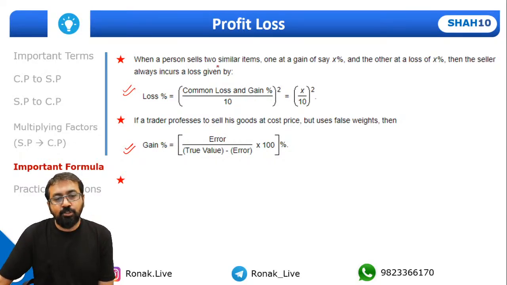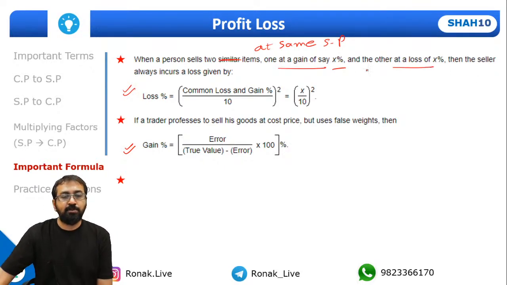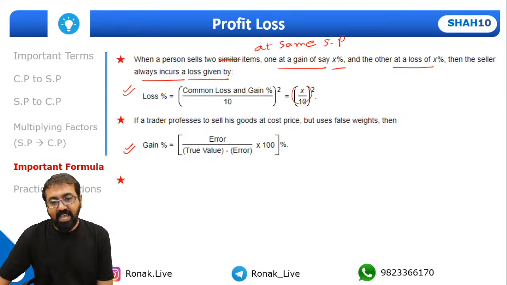When a person sells two similar items or two items at the same selling price, one at a gain of X% and the other at a loss of X%, the seller always incurs a loss of X square upon 100%. X by 10 whole square means X square upon 100% loss.